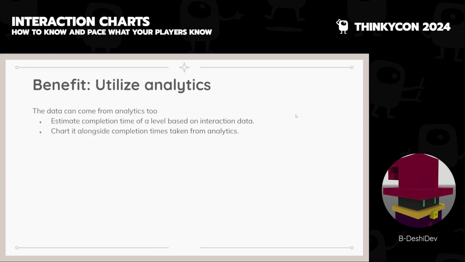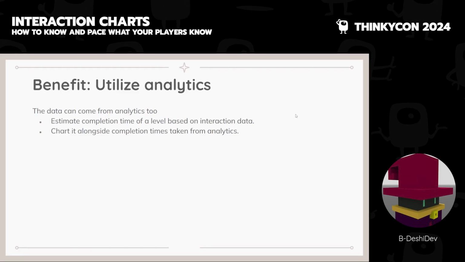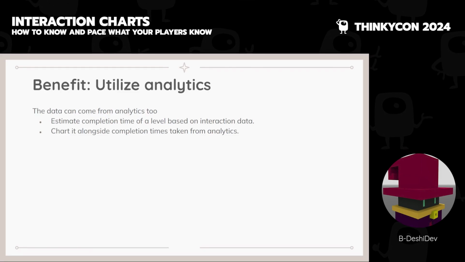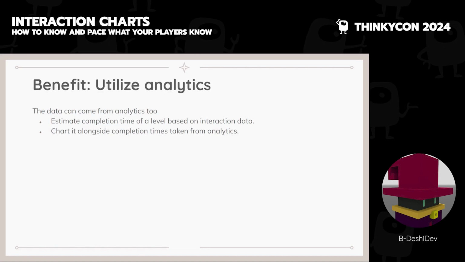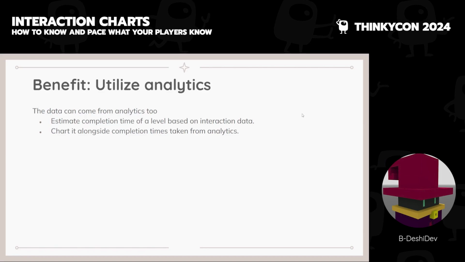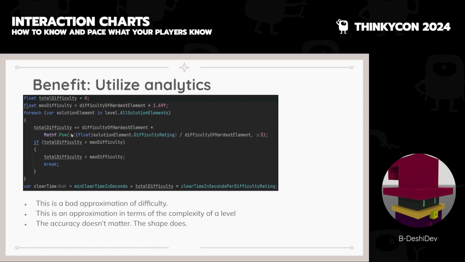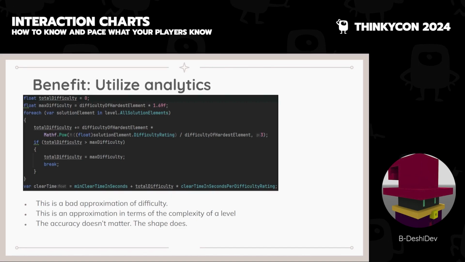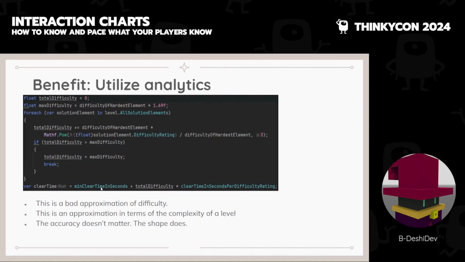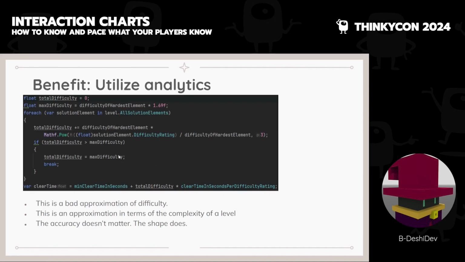Data also doesn't have to come from interaction charts. For example, it can come from analytics. We can estimate the completion time of a level based on how many interactions it has, and chart it alongside the actual completion times taken from analytics. So I'm using a simple formula for that. Here I'm estimating the difficulty based on the interactions. I have a flat base difficulty and then add to it based on how many interactions the level has.